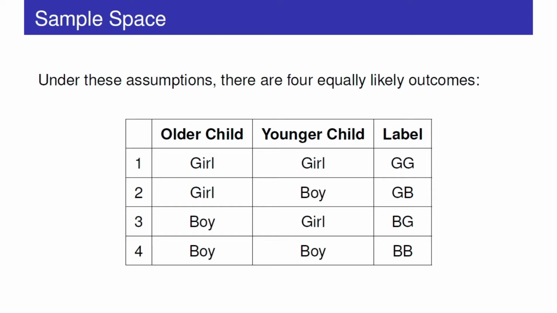3. The older child is a boy. The younger child is a girl. And we label it as BG. And finally, the older child is a boy. And the younger child is also a boy. We label it as BB.